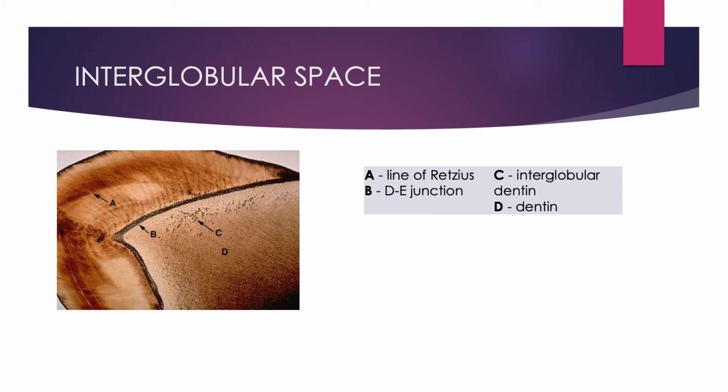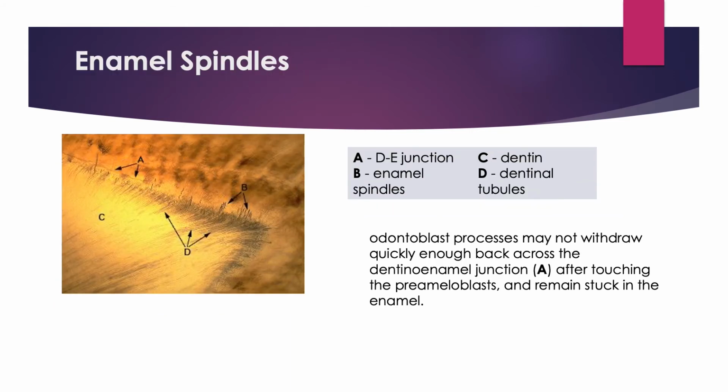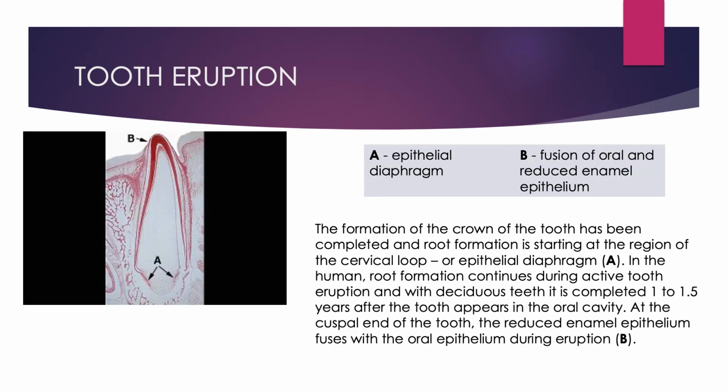Imperfectly calcified matrix of dentin situated between the calcified globules near the dentinal periphery is also called interglobular space or interglobular dentin. Odontoblast processes may not withdraw quickly enough back across the dentino-enamel junction after touching the preameloblasts and remain stuck in the enamel. These projections are referred to as an enamel spindle.